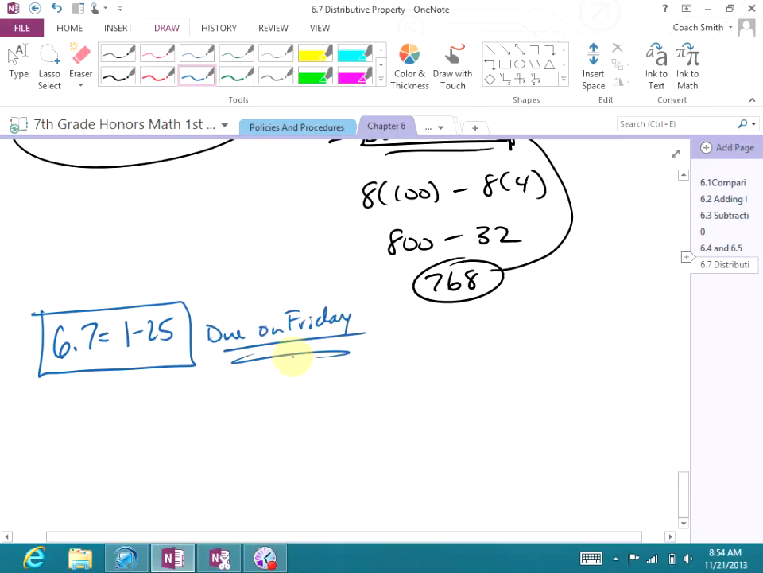Tomorrow in class, we'll have a short little quiz over Chapter 6. Be covering addition, subtraction of integers, multiplication and division of integers. So make sure you've got those rules down for tomorrow's quiz. All right, so get to work on 6.7.